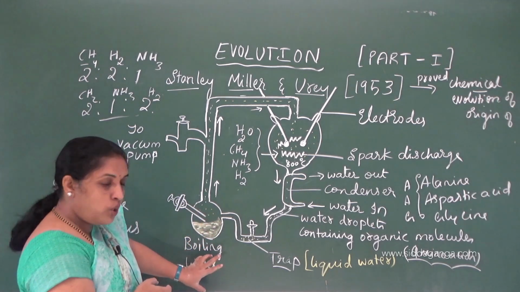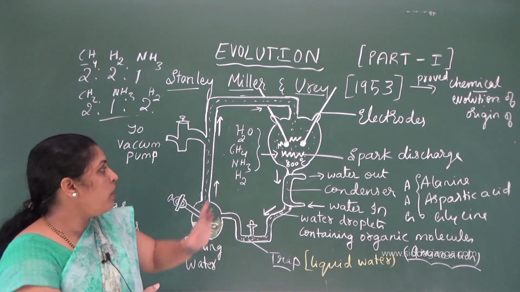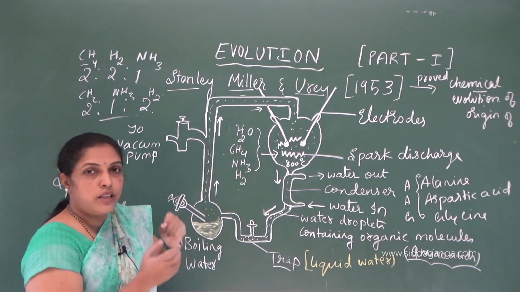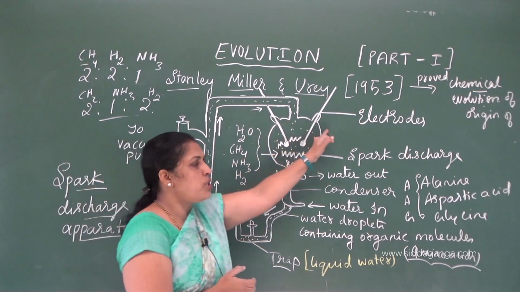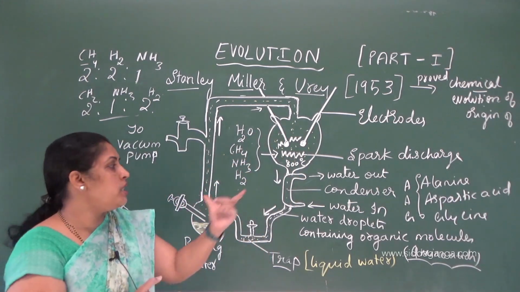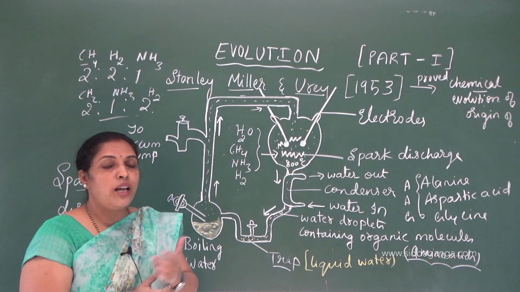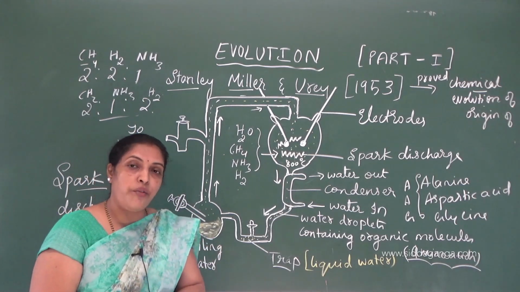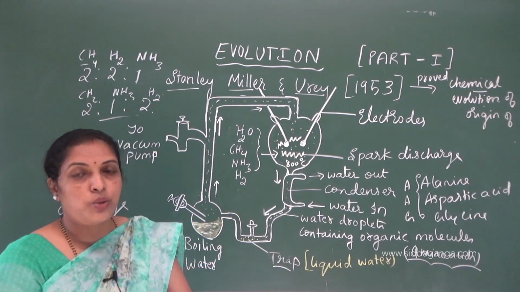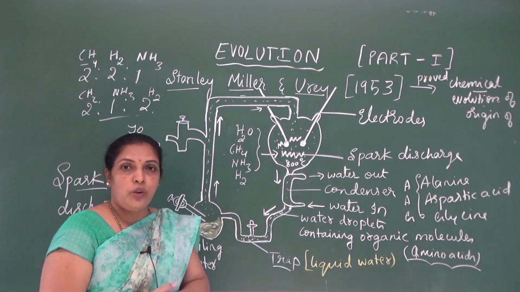If you forget to write the boiling water, you will get 0 marks. If you forget to write these gases, then you will get 0 marks. Electrodes, everything is very important in this diagram. So in the next class we will discuss evidences of evolution. Understood? Practice this diagram thoroughly. Thank you.